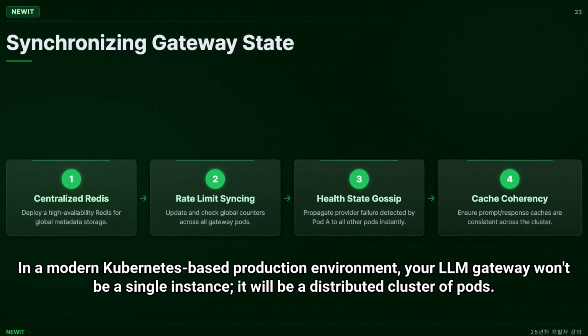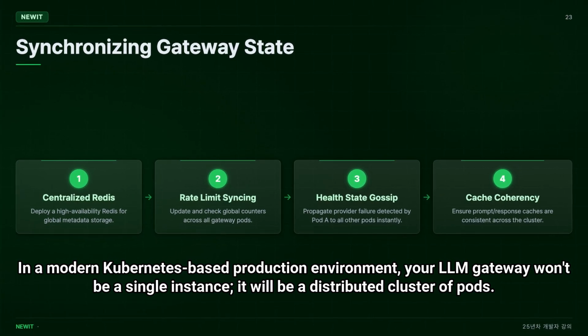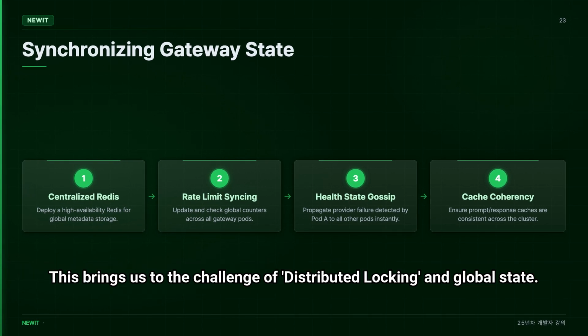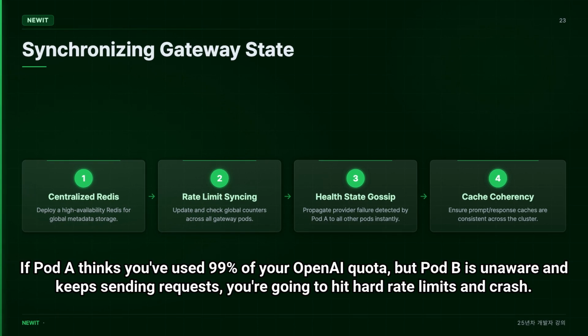In a modern Kubernetes-based production environment, your LLM gateway won't be a single instance. It will be a distributed cluster of pods. This brings us to the challenge of distributed locking in global state. If pod A thinks you've used 99% of your OpenAI quota, but pod B is unaware and keeps sending requests, you're going to hit hard rate limits and crash.